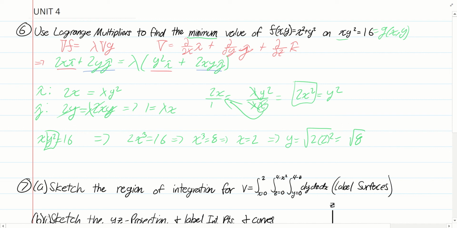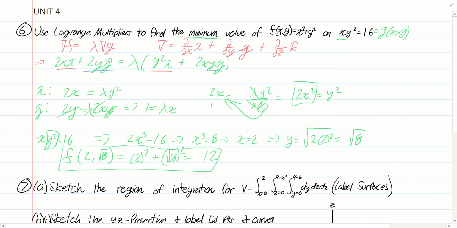And then that means our minimum value is going to be f of (2, square root of 8), which then equals 2 squared plus square root of 8 squared, which then equals 4 plus 8, 12.